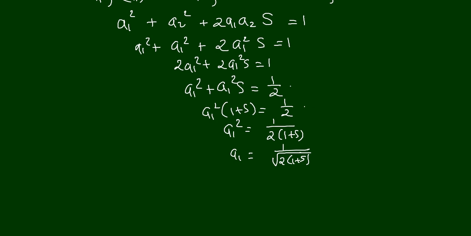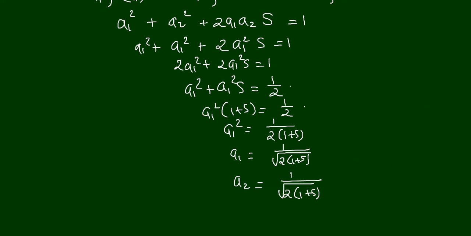Since a1 is equal to a2, the value of a2 is the same. Therefore, a2 is equal to 1 divided by the root of 2 into 1 plus S. Now we have the values for a1 and a2. You have to remember that we got these values when we substituted the E plus values.